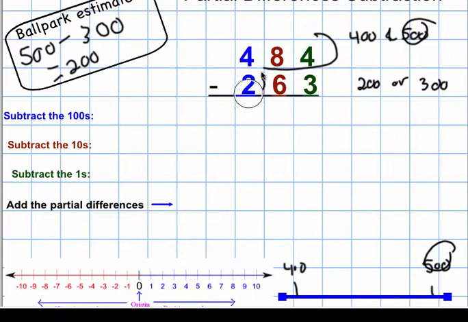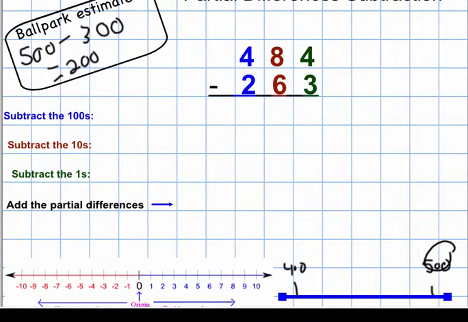Let's go ahead now and take a look at the partial differences part of this. I want you to learn a method that's going to be comfortable for you. If you don't dig this method, that's okay. The first thing we're going to do is subtract the hundreds. And so if you were to split up the number 484 into place value parts, you would have 400 and then 80 because there's 8 tens and then 4 ones. For 263, you'd have 200, 60, and 3.